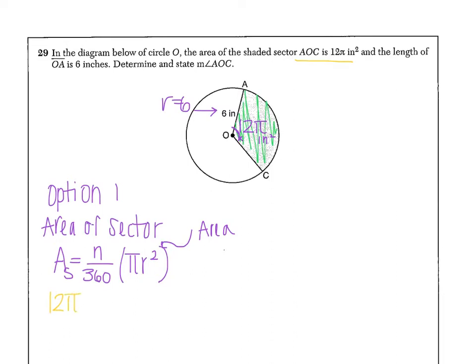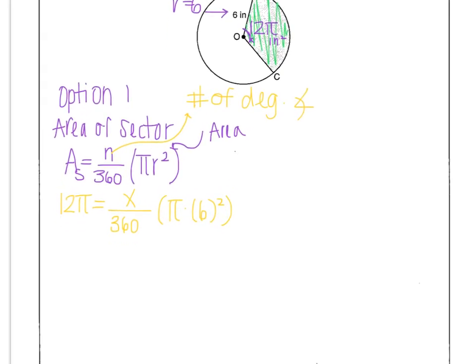So here we have 12 pi equals, now n again is the number of degrees in the angle. And I don't know what that is, so I'm going to call it x. x over 360 times pi r, and r is now 6 squared. So we have to do a little bit of simplifying before we can find out what x is. 6 squared now turns into 36. So I have 12 pi equals x over 360 times 36 pi.